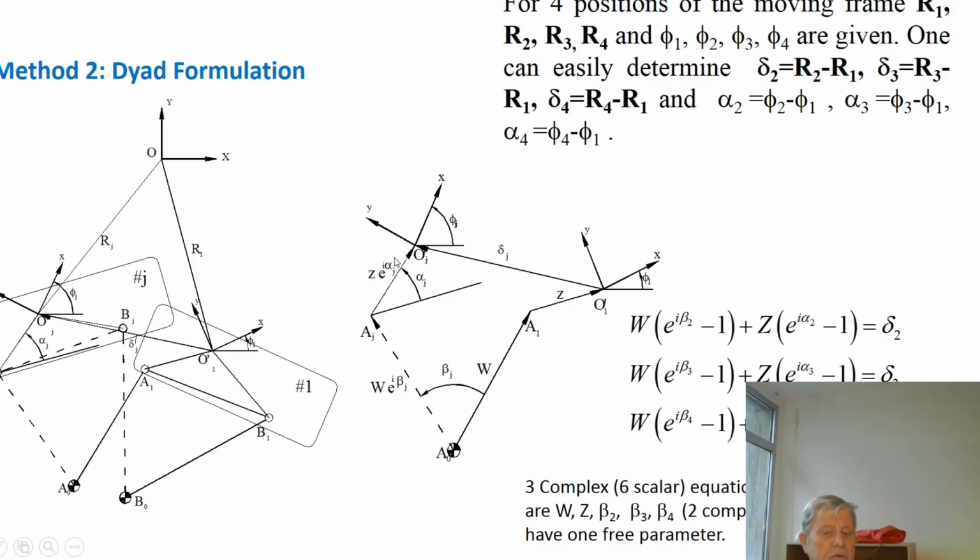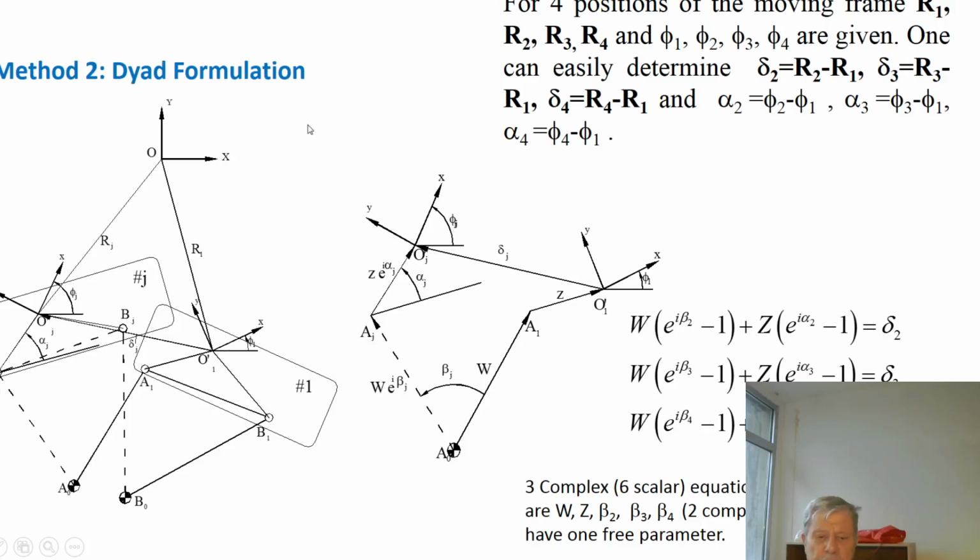So Z e^(iφJ), this vector. This is W e^(iβJ). In that case, I can write the vector loop equation: W e^(iβJ) + Z e^(iαJ) − δJ − Z − W = 0, which in collected terms, I will end up with this equation.